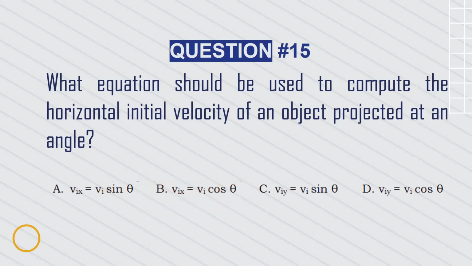Okay, so we have to do the elimination method. We are looking at the horizontal initial velocity. When we say horizontal, it's in the x-axis and not the y-axis. So we have to eliminate C and D because they are in the y-axis. That leaves us with A and B. Now, when we are talking about the initial velocity and it's horizontal, what would be used? Is it the sine or the cosine? So the correct answer for this question is letter B. Vix is equal to initial velocity cosine theta.